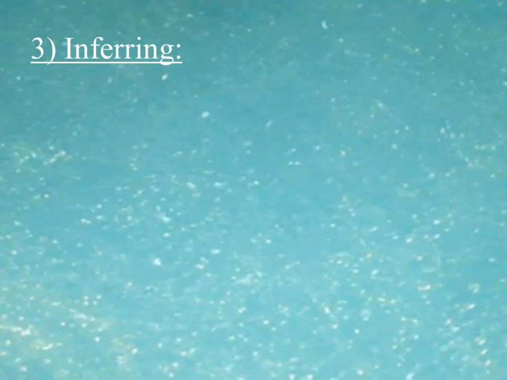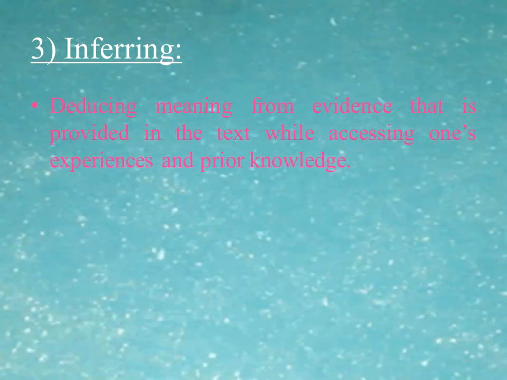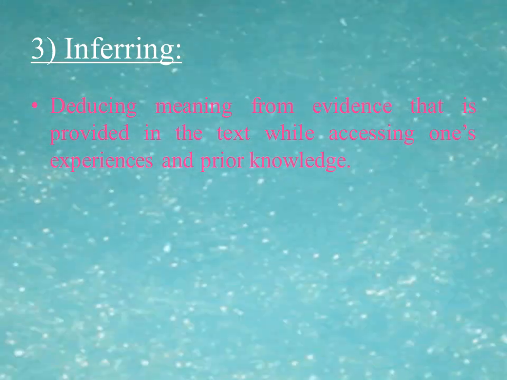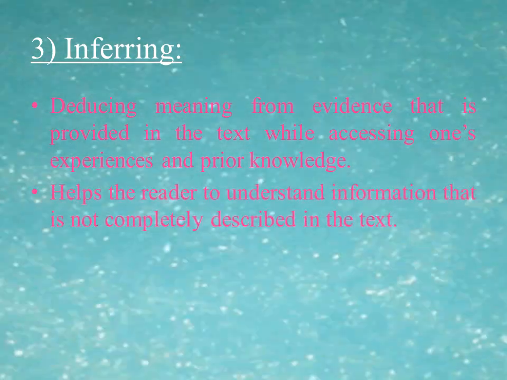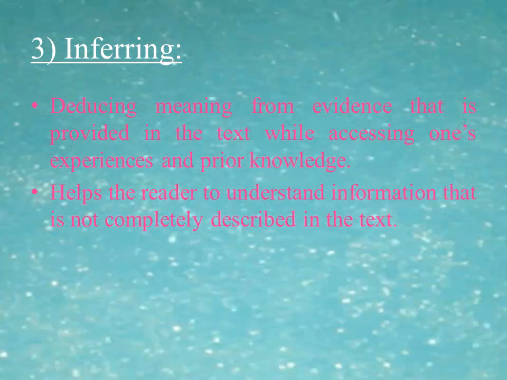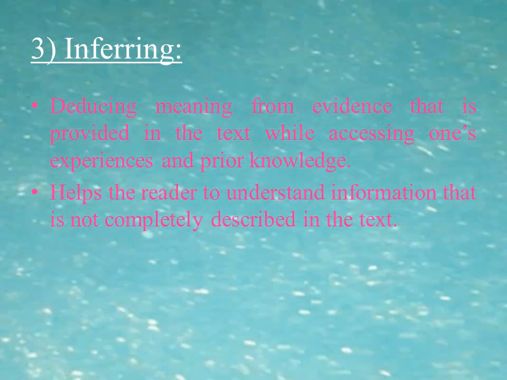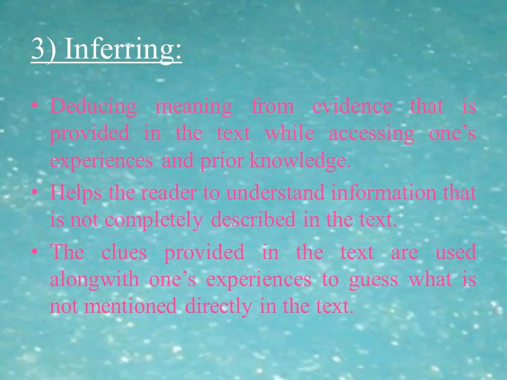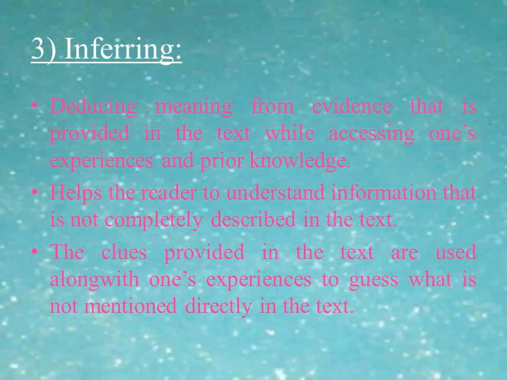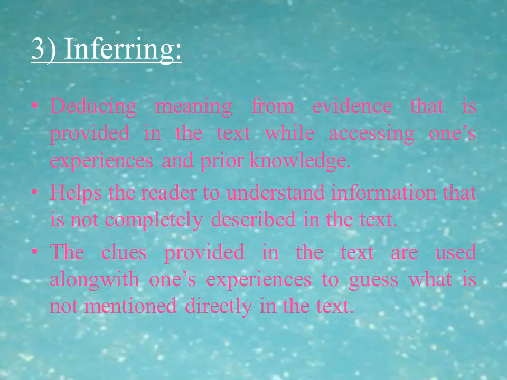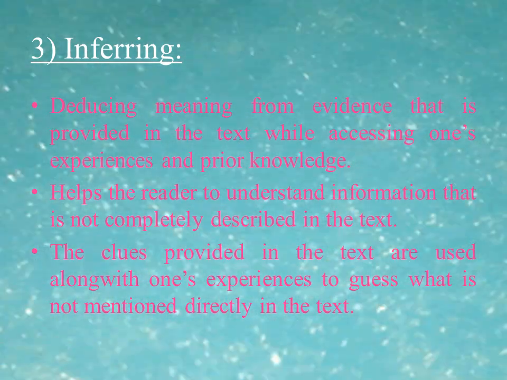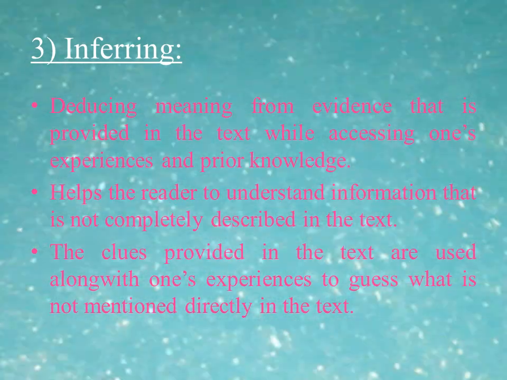The third reading strategy is inferring. To infer means to deduce meaning from the evidence that is provided in the text while accessing our prior knowledge. Inferring helps the reader to understand information that is not always stated or that is not always completely described in the text. In order to understand the information that is not explicitly stated by the writer, we need to look for the hints that are already provided by the writer to help the reader understand a topic, a setting, a character, or an event.